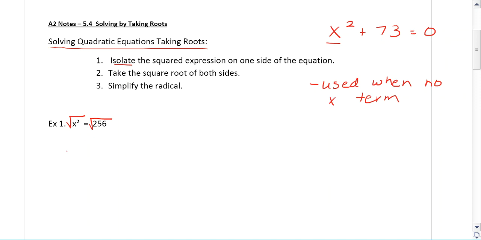Now the square root of x squared is just x, because if you have a number and you square that number and then you square root that number, you're right back to where you started from. And I don't know if you have the perfect squares memorized, but I'd like you to memorize them up to 15 squared, and this 256 just happens to be 16 squared. So this answer is plus and minus 16. Remember, with a quadratic, you are looking for two answers, and you do have to state both of them.